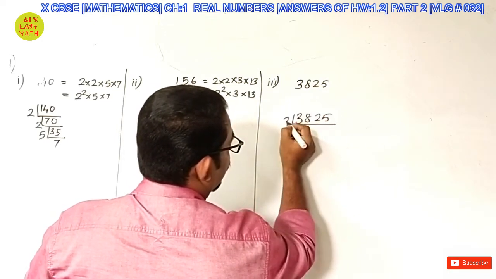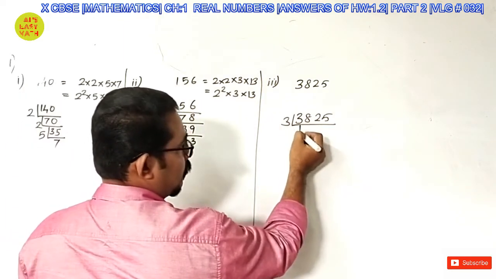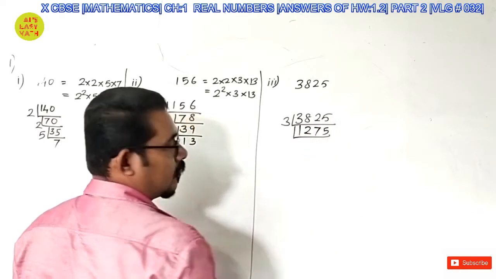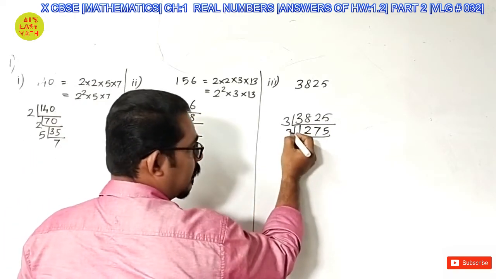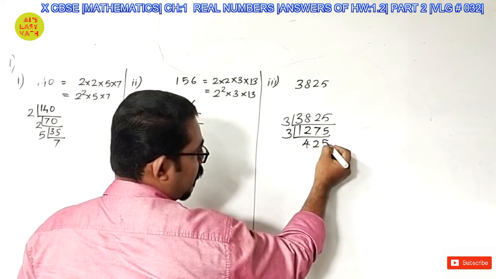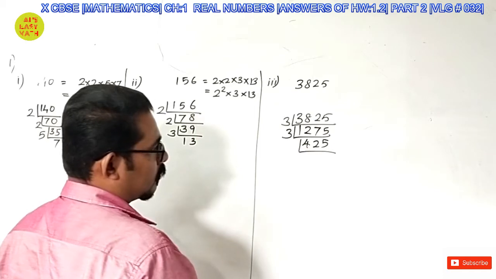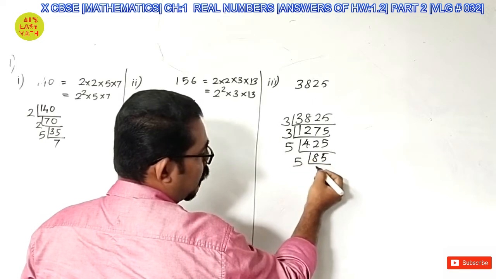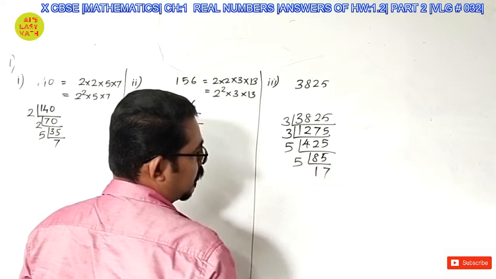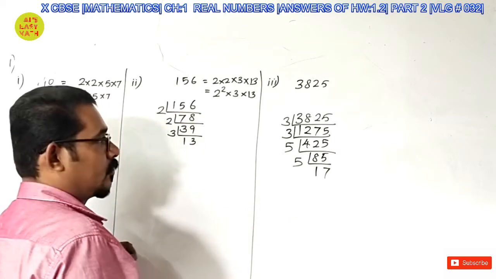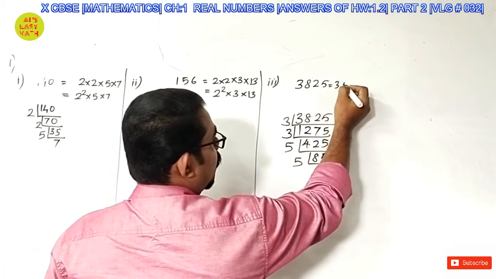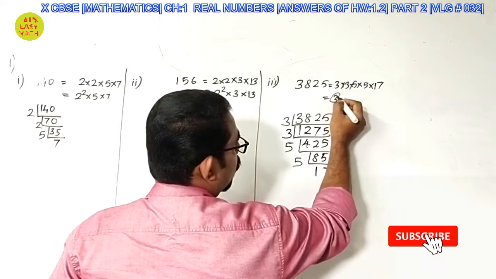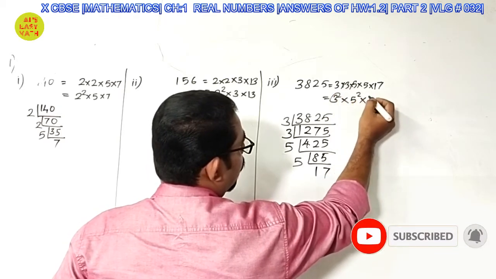3825. So first we start with 3: 1275. Again we start with 3: 425. Start with 5: 85, 5, 17. Okay, so we have 3 into 3 into 5 into 5 into 17, or 3 square into 5 square into 17.